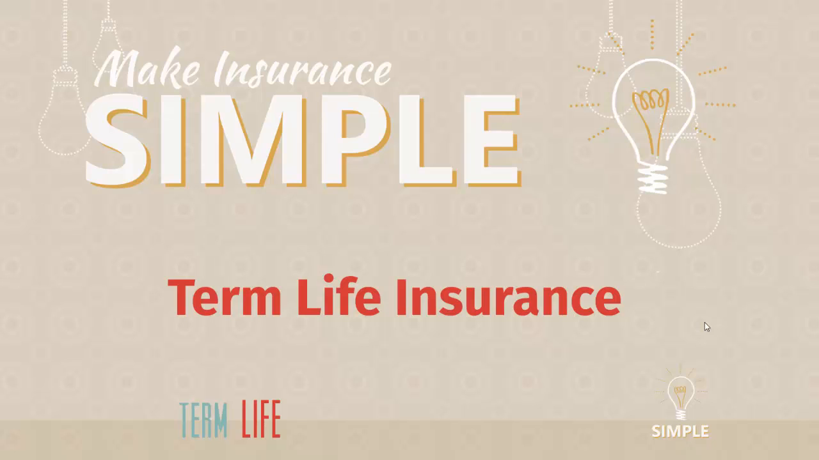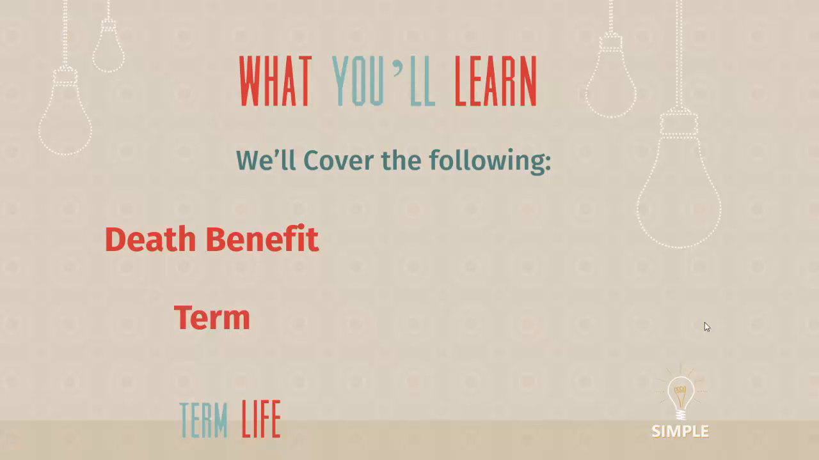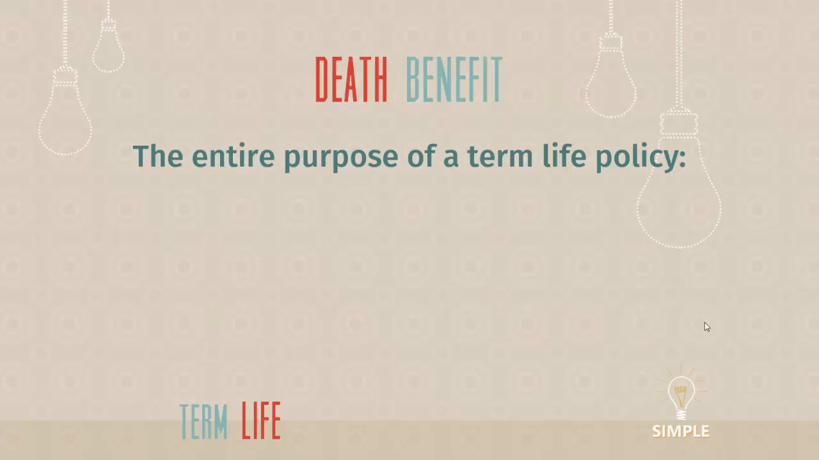Life insurance, the most simple kind and the one that most financial advisors will tell you you should choose, and that is term life insurance. What you're going to learn in this video is the following. We're going to talk about the death benefit, the reason you have a term life insurance, what the word term means, what the face value of your term life policy is, and finally, the beneficiary.